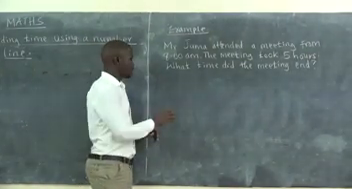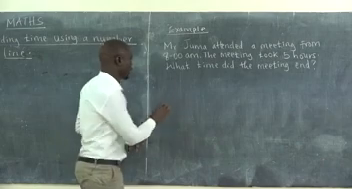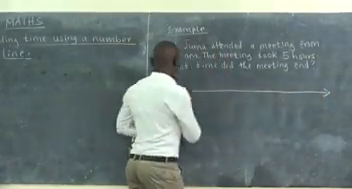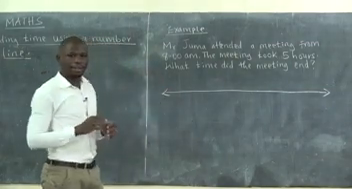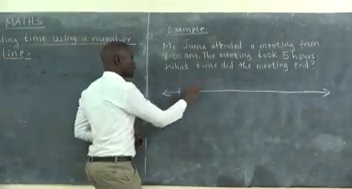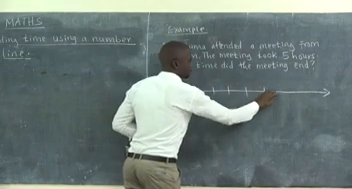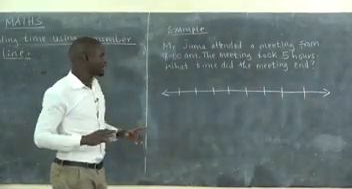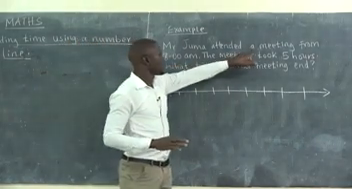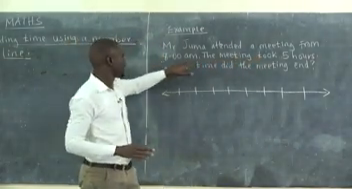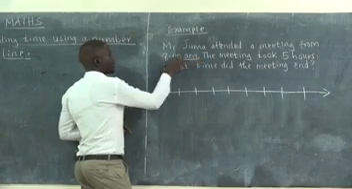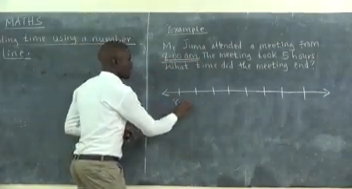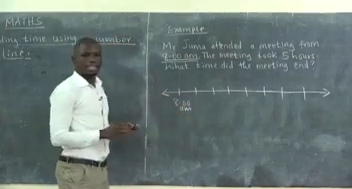How do we do it? We first of all draw the number line. Now let us draw the number line together. That's a number line. We can mark it and indicate the time. What time did the meeting start? The meeting started at 8 a.m. So we start with 8 a.m.